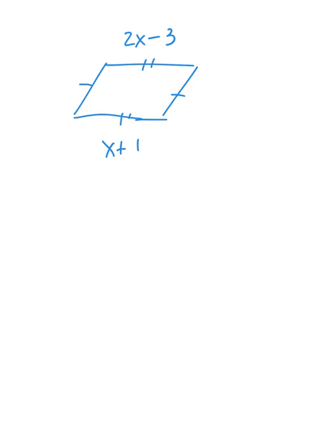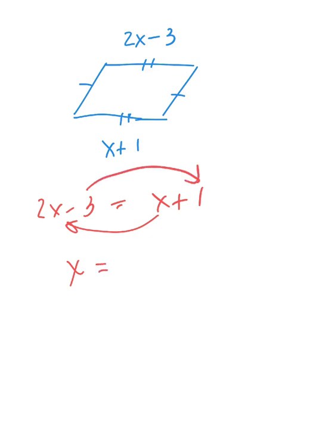If I have this parallelogram and I know opposite sides are congruent, that means they're equal, and I have these measurements, I'm going to just take those two: 2x minus 3 equals x plus 1. And we're going to move this x over here as a minus x, so I get x, and this one over here is a plus 3, and that equals 4.